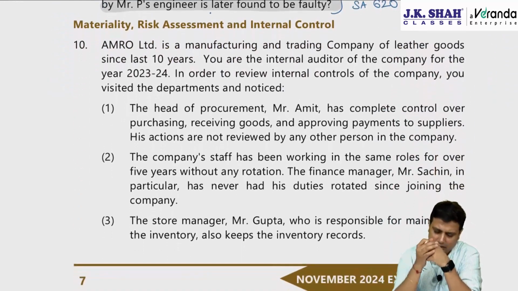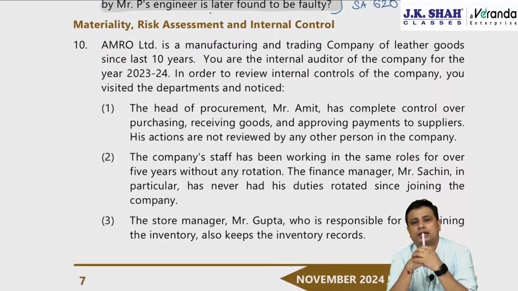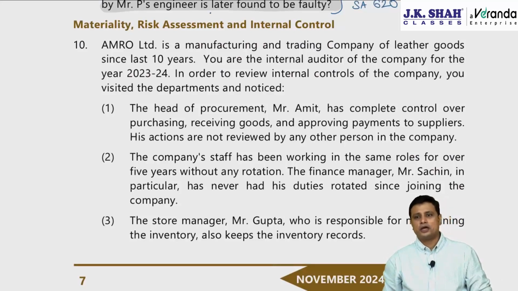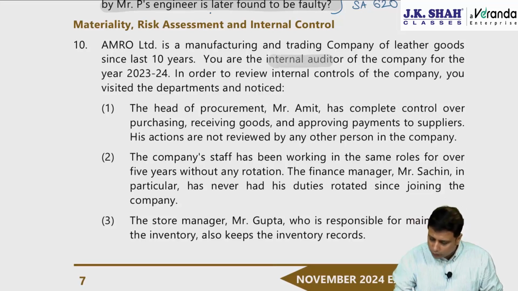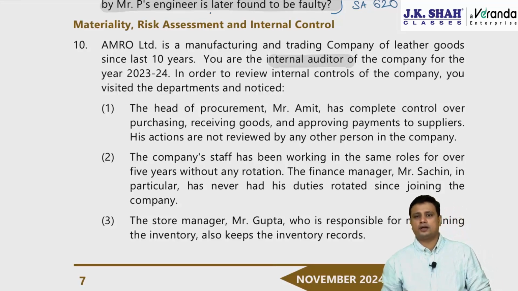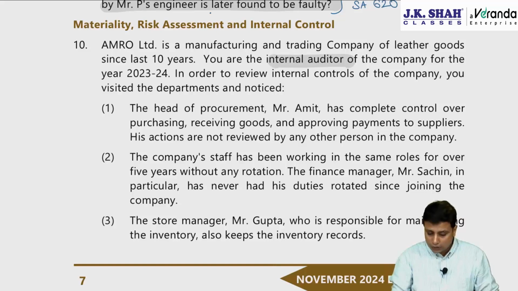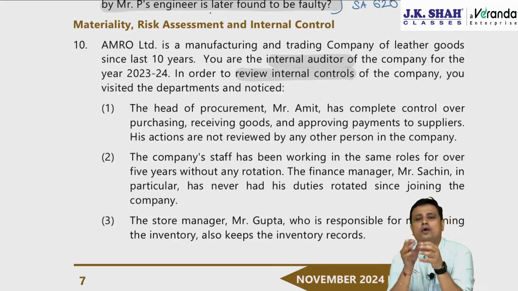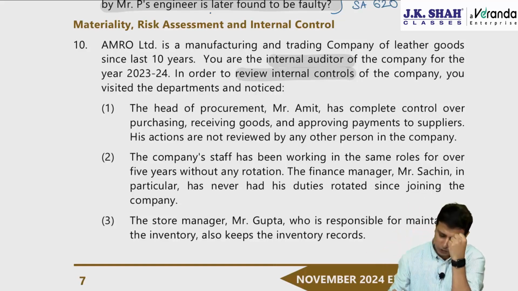Next, materiality, risk assessment and internal control. AMRO is a manufacturing and trading company of leather goods since the last 10 years. You are the internal auditor of the company for the year 23-24. In order to review the internal controls of the company, you visited the department and noticed, what did you notice? The head of the procurement, Mr. Amit, has complete control over purchasing, receiving goods and approving the payments to suppliers. His actions are not reviewed by any other party.